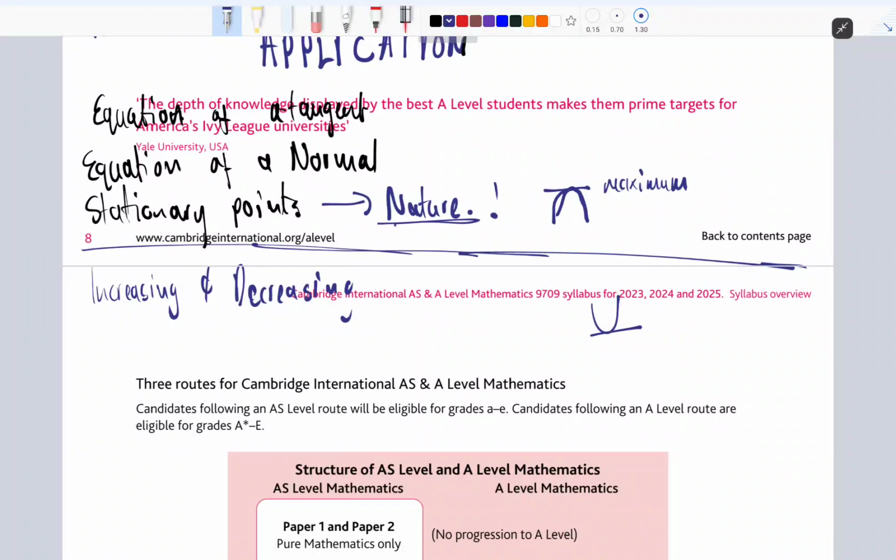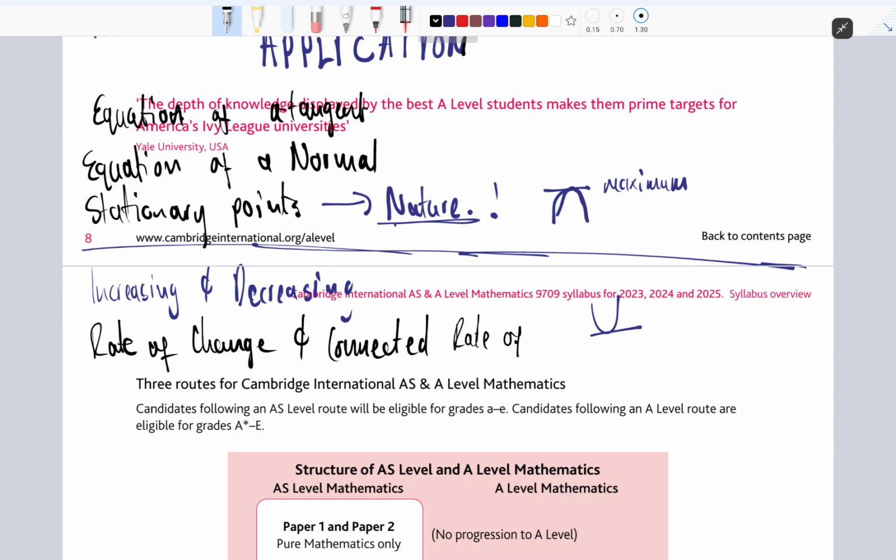And then finally, you see how we apply it to rate of change, and connected rate of change. This is going to be the last thing, and you would be done. These are some applications. If I've left out any application, you can see. But this is the whole of differentiation. Please remember it. This is important.